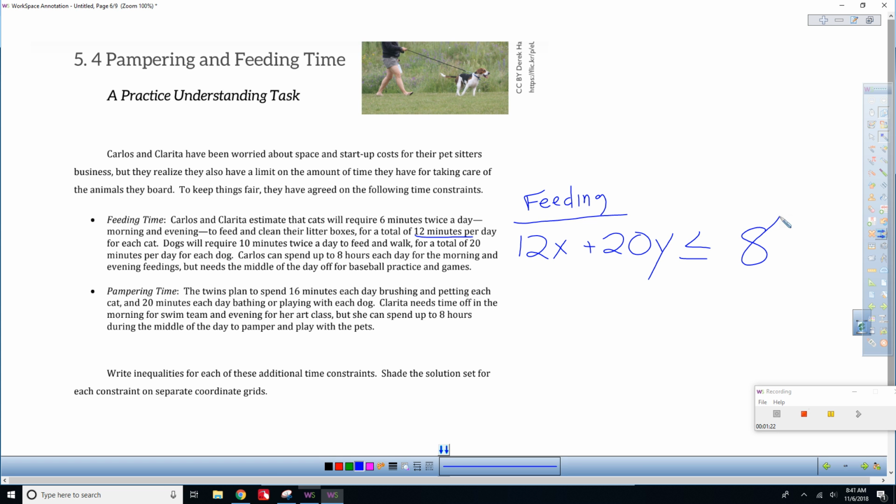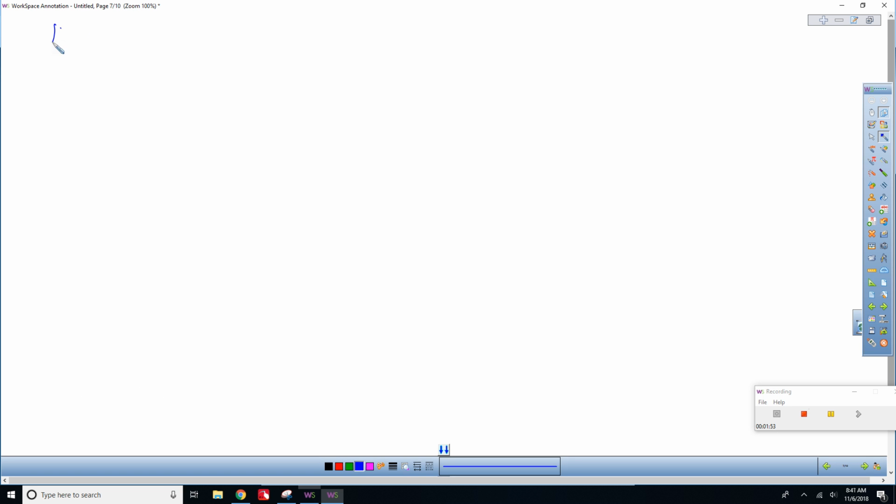Now there's a problem with that equation. I want you to look at it and spot the problem. 12 is in minutes, 10 is in minutes, 8 is in hours, and so that's not going to add up. So 8 hours is 8 times 60 minutes. That's 480 minutes. So that's our feeding constraint. And let me just come over here real quick and write that down. 12x plus 20y is less than or equal to 480. Okay?